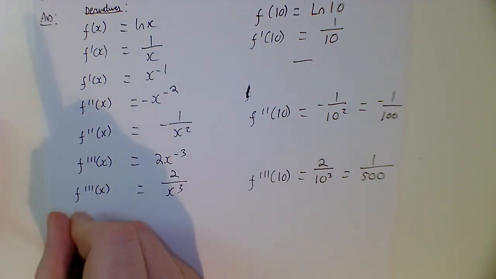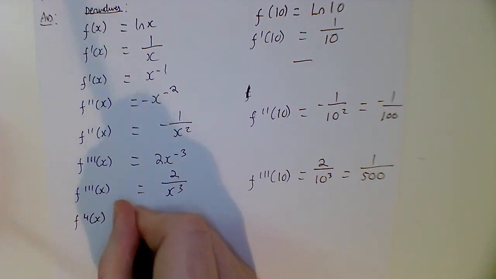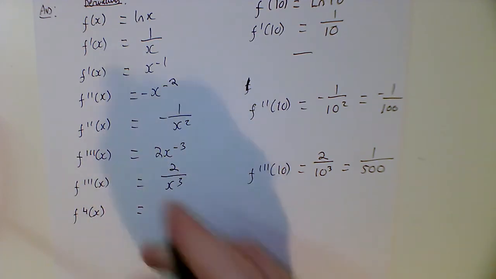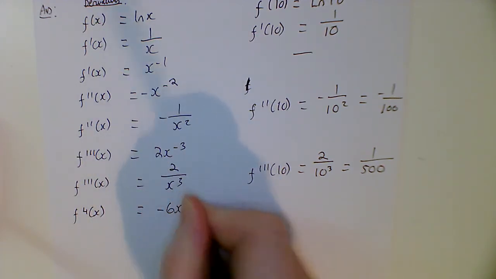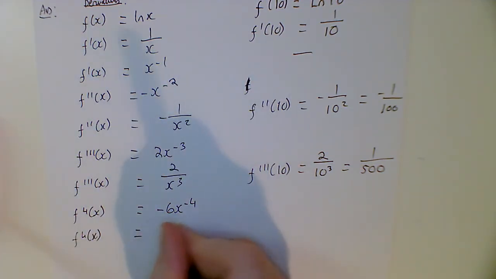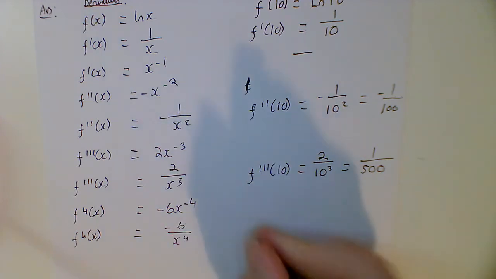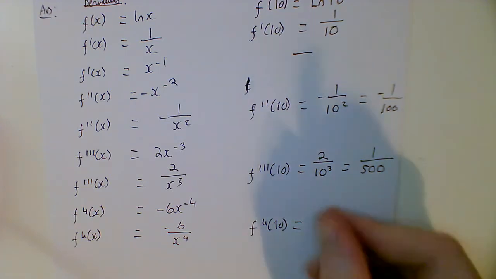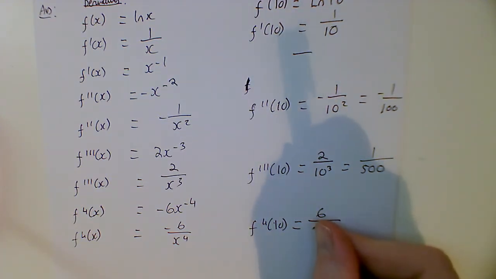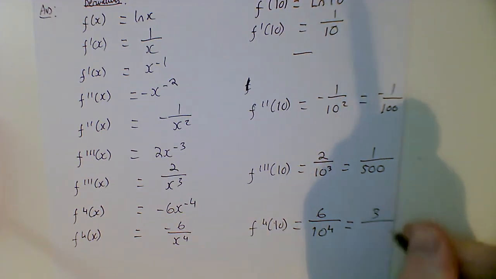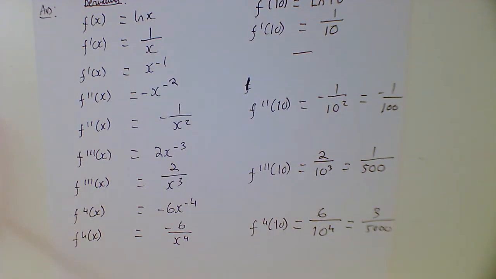Okay, f to the power of 4, the fourth derivative, remember, we could write iv, but we tend to just write the fourth derivative like that. So again, I'm going to use that one, so that's going to give me negative 6x to the power of negative 4, which is negative 6 over x to the power of 4. That gives me 6 over, so that's 3 over 5,000 when we simplify it down.